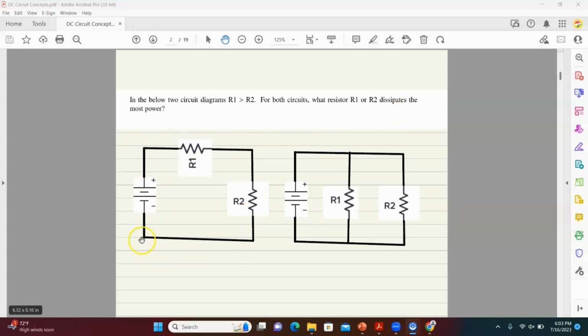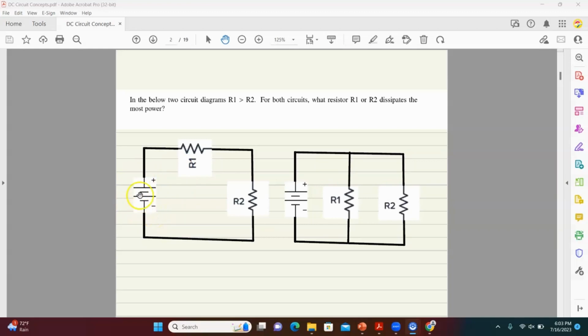This is a series circuit combination. There's a battery. The battery causes current to flow within the circuit. The current will flow clockwise. Charge carriers will move from the positive terminal of the battery through resistor 1 and through resistor 2, and that's what's happening. The battery has chemical potential energy.